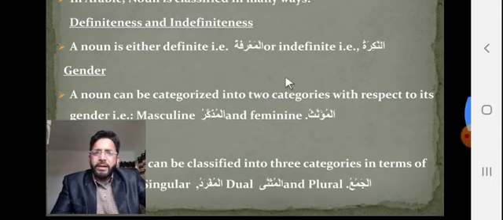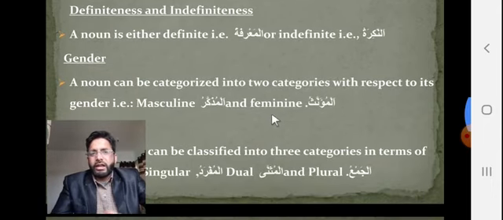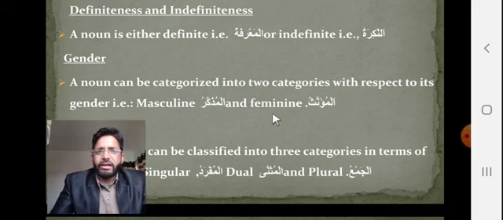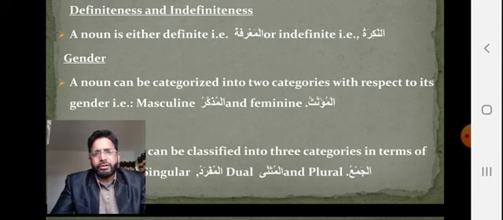But nouns are also classified in terms of gender, because a noun can be either masculine or feminine, al-mudhakkar wal-mu'annas, and this is a separate debate in grammar. I will not make a detailed discussion on this. Inshallah, in future we will study this in detail. And this is the second way of classifying nouns. First we classify nouns in terms of definiteness and indefiniteness. Second, in terms of gender, whether masculine or feminine.